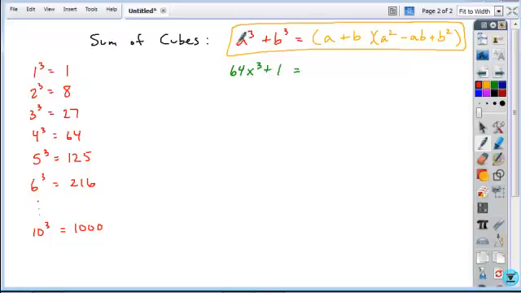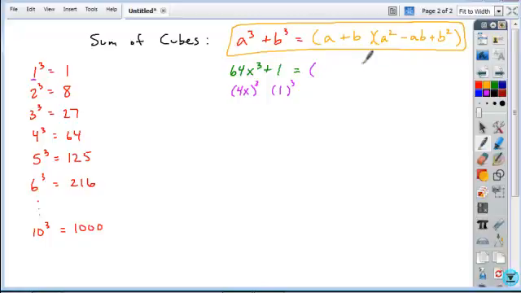So when you look at this, and you have 64x cubed, is there a base that you can cube to give you 64x cubed? Well, here's 64, so we cube what base? 4, and then we also cube the x. So here's our first base that we're cubing, and then what number do you cube to get a 1? Look right here, a 1. So this fits the pattern of the sum of cubes.